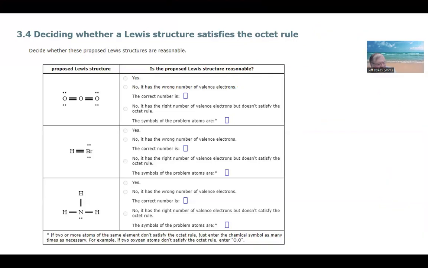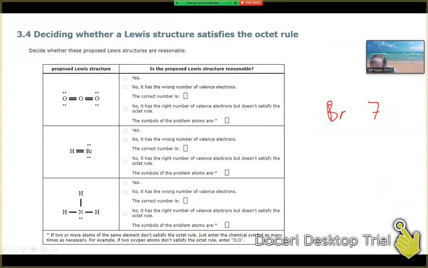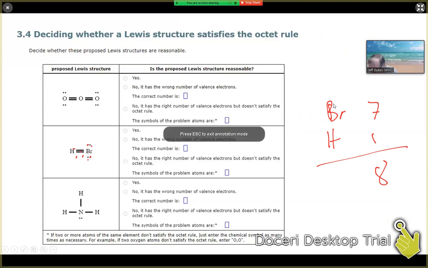The second one is hydrogen and bromine. Bromine is in group 7A, so it has 7 valence electrons, and hydrogen has 1. So we have a total of 8 electrons to work with. What do we have here? We have 1, 2, 3, 4, 5, 6, 7, 8. Well, that is correct.